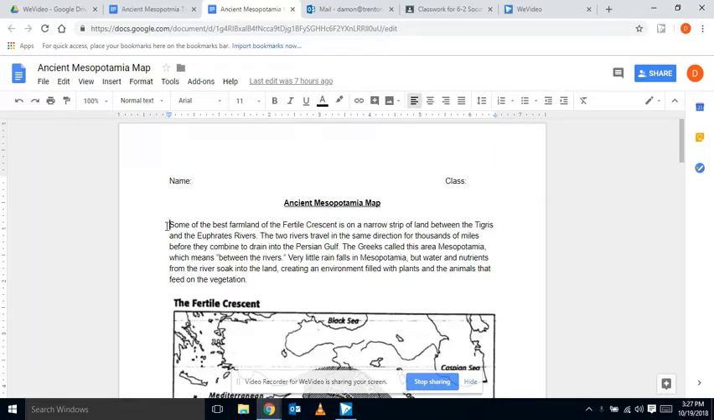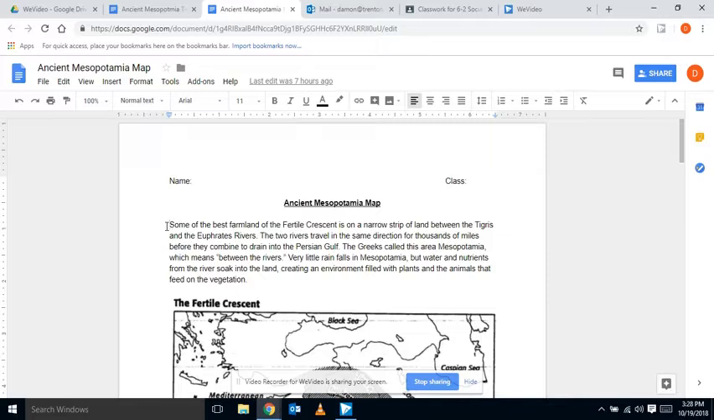So the paragraph says, some of the best farmland of the Fertile Crescent is on a narrow strip of land between the Tigris and Euphrates rivers. The two rivers travel in the same direction for thousands of miles before they combine to drain into the Persian Gulf. The Greeks called this area Mesopotamia, which means between the rivers.